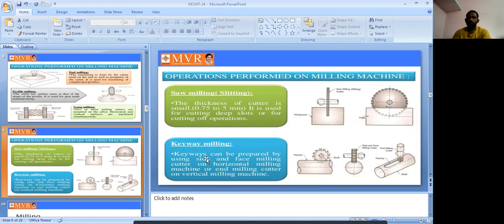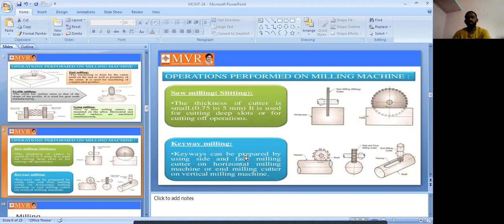Next one is keyway milling. See here, this is the workpiece, this is the cutter, and this is a keyway. Keyways can be prepared by using side and face milling cutters on the horizontal milling machine, or end milling cutters on the vertical milling machine.